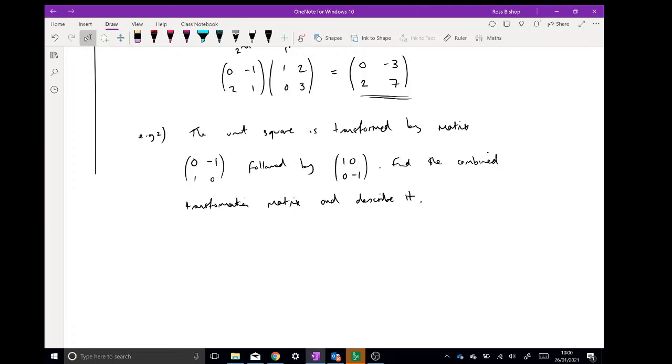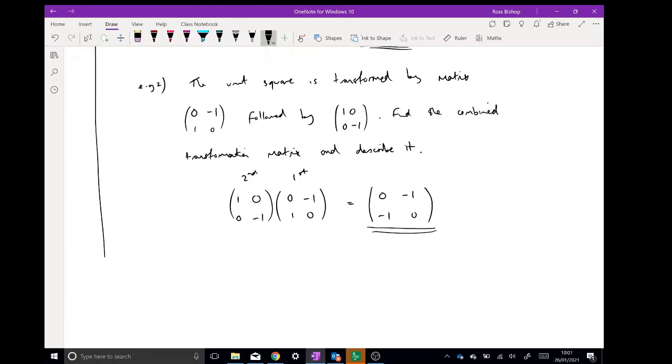Right, so we've got to get the order right first for the combined. So the second one, which was that one, this one goes first, followed by the first one. That was the second transformation, that was the first one. And if we multiply those together, we get 1, 0, 0 times 1. Top left is 0, top right, 1 times minus 1 is minus 1 times 0, minus 1. Bottom left is 0 times 0, minus 1. And bottom right, 0, 0. Okay, just check you can do that. So that's the combined matrix.